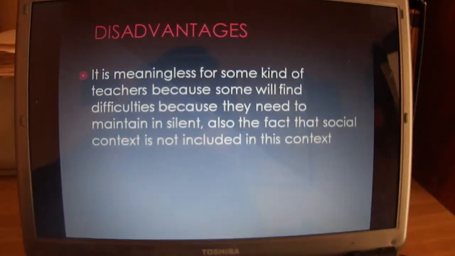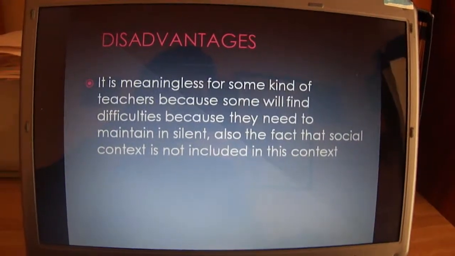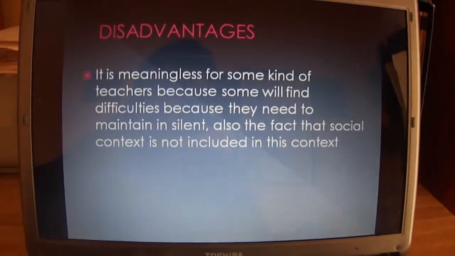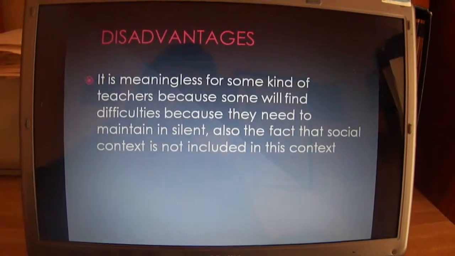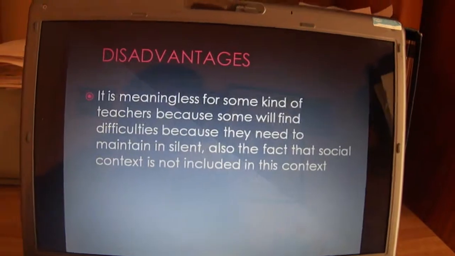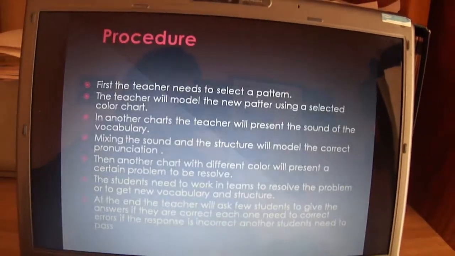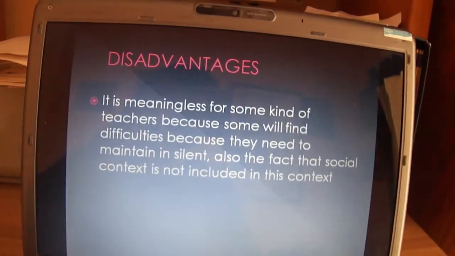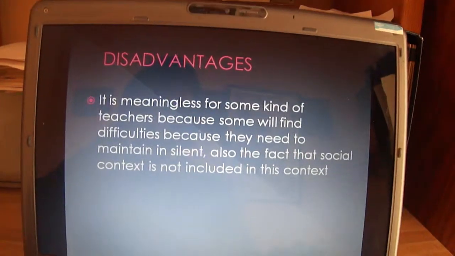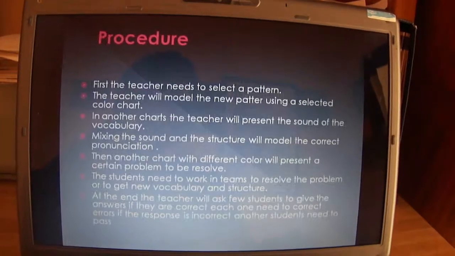Disadvantages, well, some teachers will have difficulties because they need to maintain the silence, and also the fact that social context is not included in this methodology. The social context is very important for me, but we need to be aware that this method has this problem. This method forgets the idea of context, I mean the idea of social things.